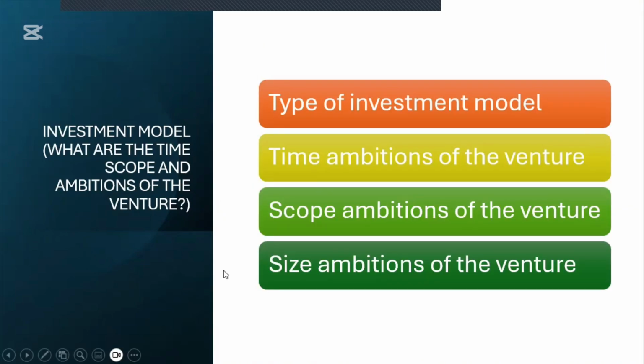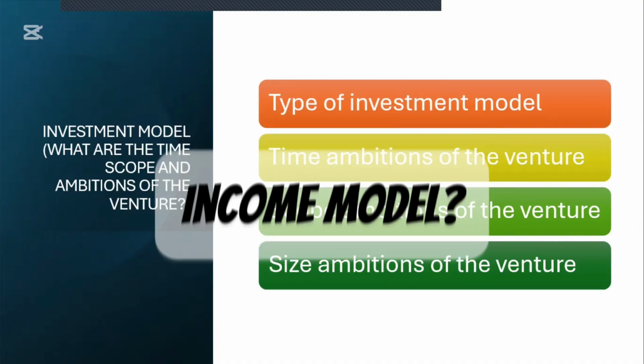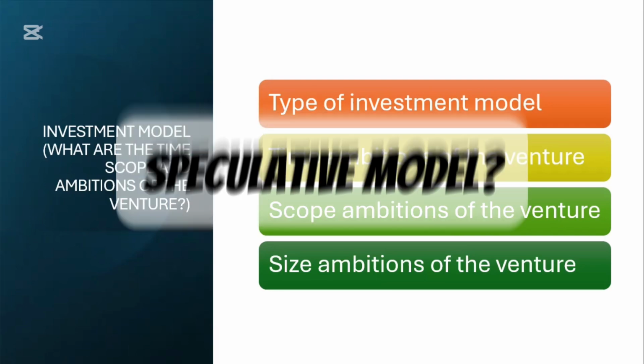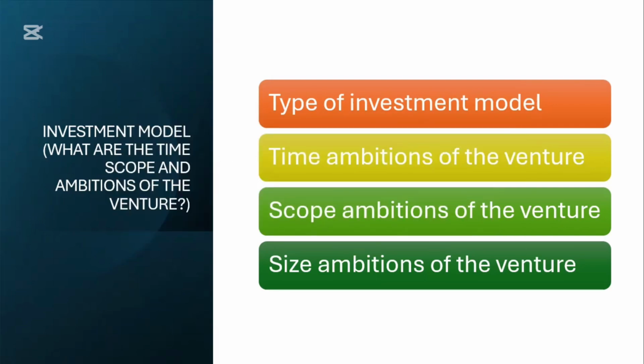In terms of your investment model, what are the time, scope, and ambitions of the venture? So first of all, in terms of the type of investment model, are we looking at the income model, the subsistence model, the growth model, the speculative model? Which model are we looking at? Please make sure though that your choice of model fits the type of business and the amount of income that you are looking to generate.